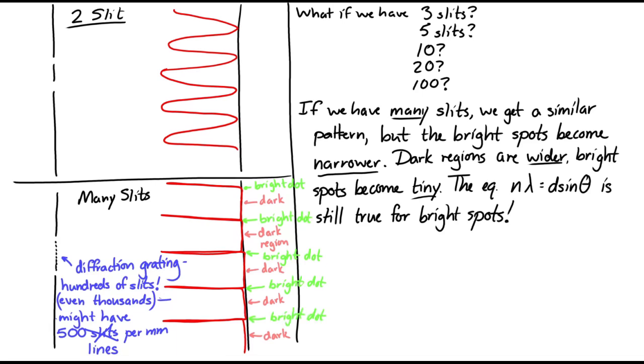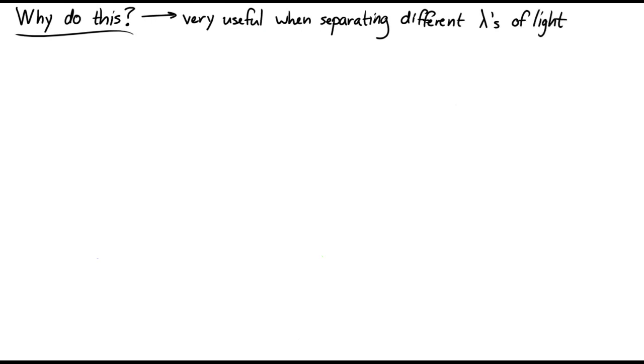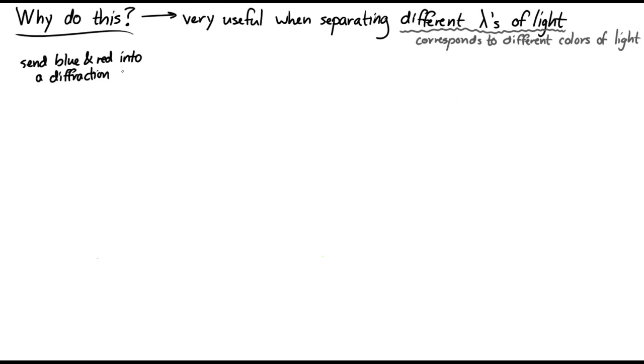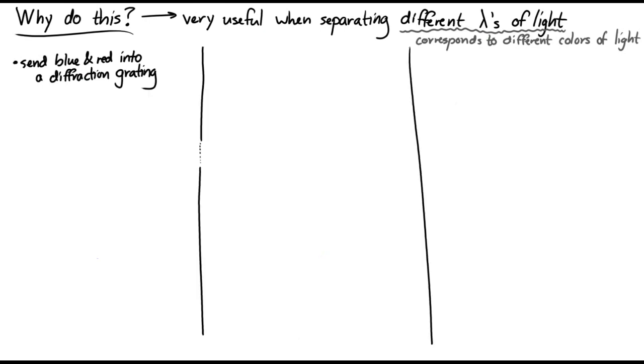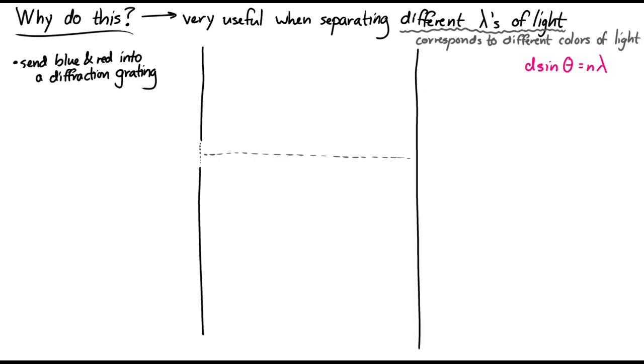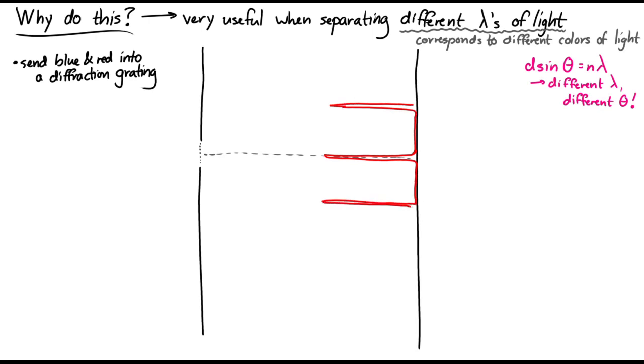Now, at this point, you might be thinking to yourself that this seems all kind of silly. What's the point? Well, one point is this is very useful for separating out different wavelengths of light. And remember, different wavelengths of light correspond to different colors. So let's say I send blue and red light through a double slit system. The blue and red light will have the same central maximum. But if you look at that equation, d sine theta is equal to n times lambda, we'll get different angles for different wavelengths. The red will have its first peak right here. We'll have two bright spots right there, and then more bright spots right there.